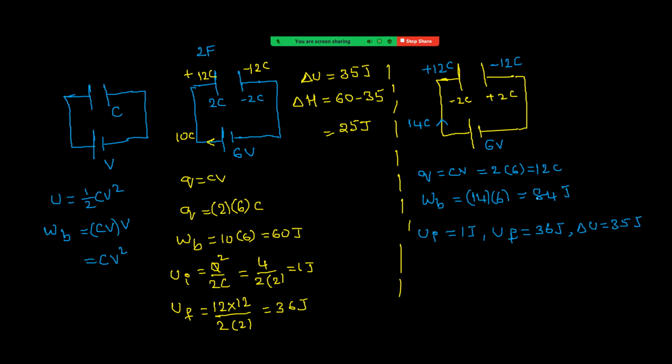So work done by the battery is 84 joule, but the gain is 35. So the remaining is energy lost in the form of heat. So energy lost is equal to work done by the battery, 84 joule, minus gain in the potential energy, 35 joule. Okay, see how much it is.